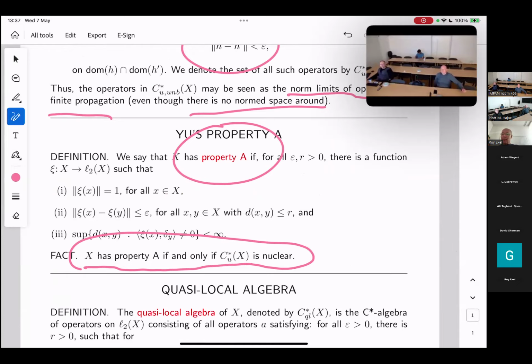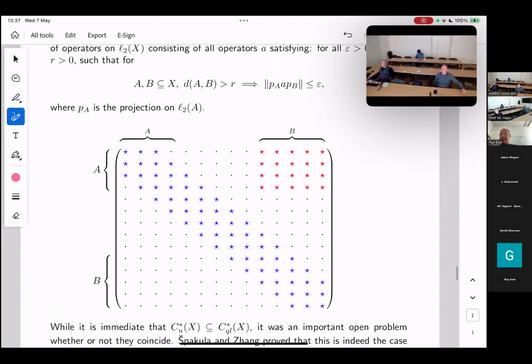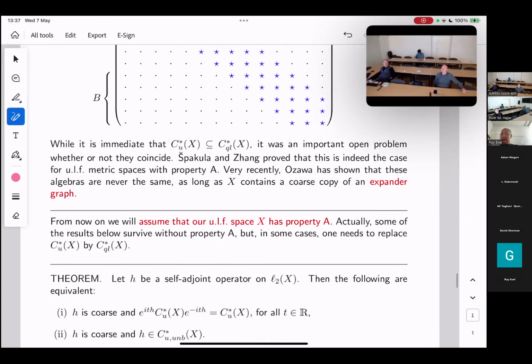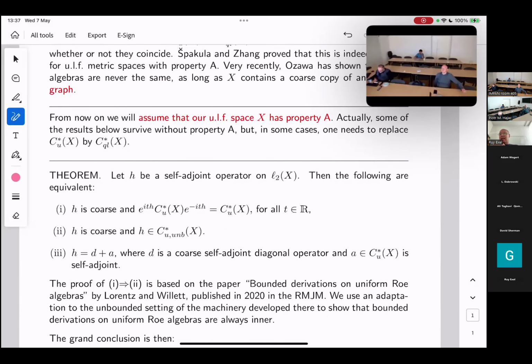I'm also going to skip the definition of the quasi-local algebra, which has a nice picture, but let's skip all of that. And let me just say that from now on, our uniformly locally finite spaces will always have property A, which you can think of as saying that we're assuming that C star U is always a nuclear algebra.